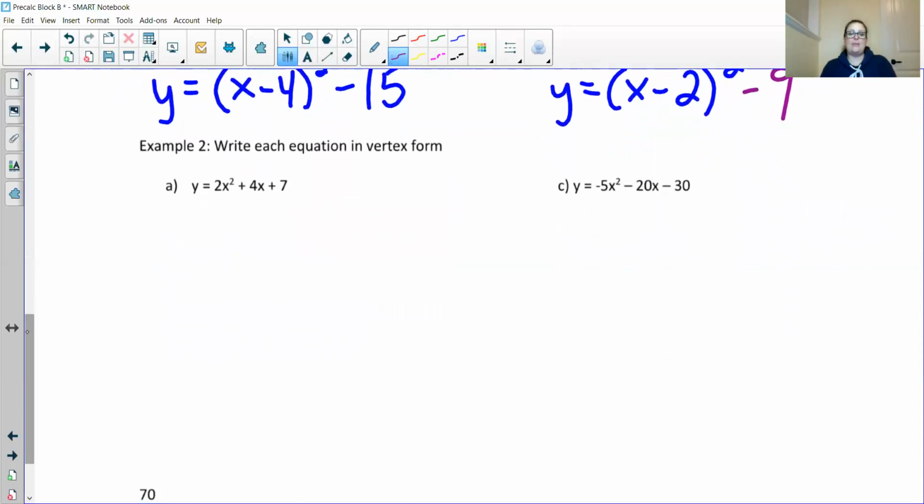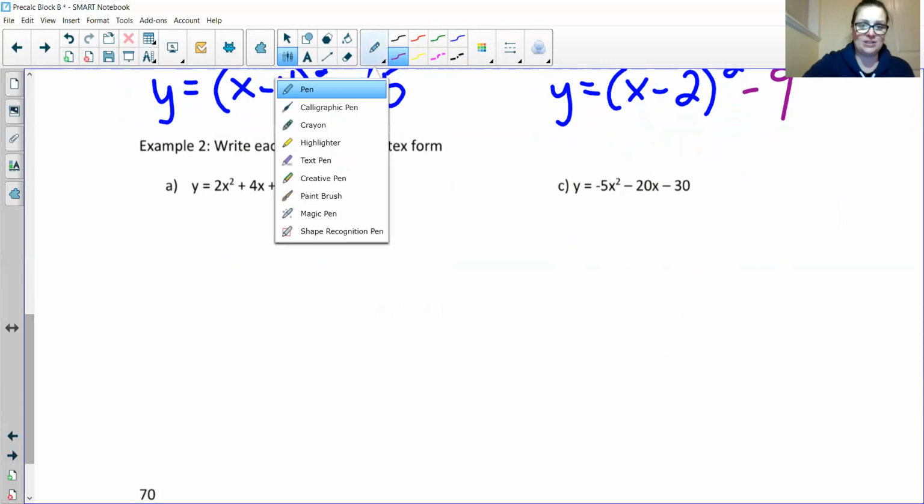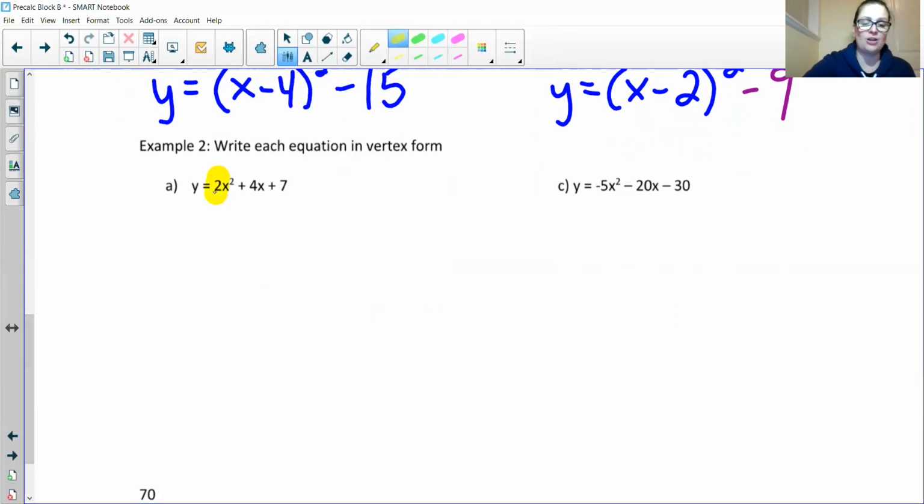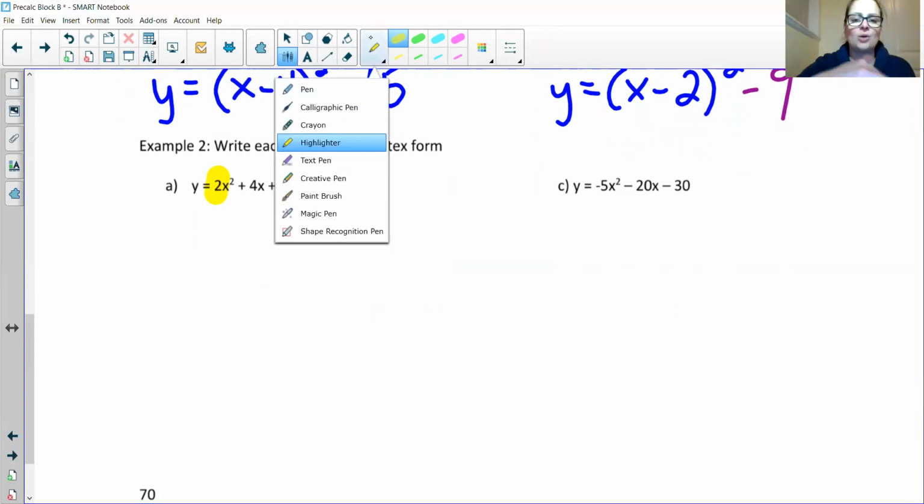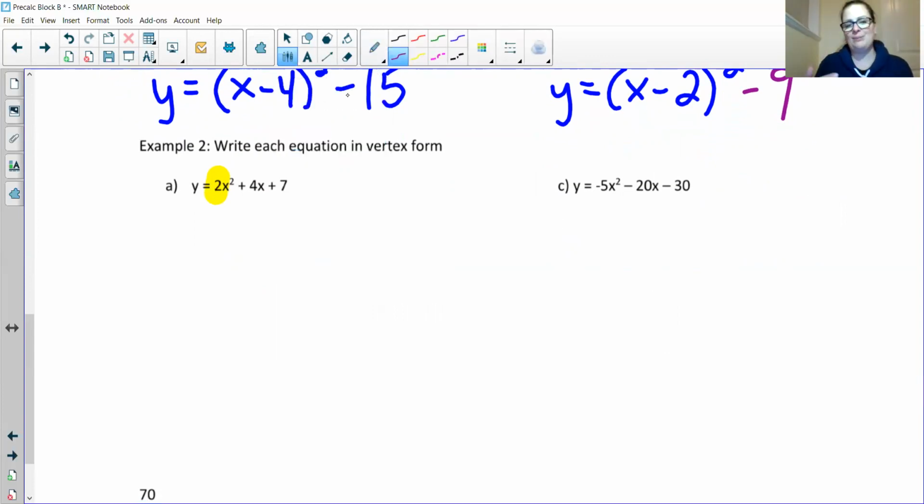The next example is when we have this little pesky number in the A position that is not a 1. So when this number in the A position right here is not a positive 1, we have to get it out of the way in order to complete the square and then put it back in again. So how to do this is you're just going to divide everything by 2. And you're just going to leave it as y over 2, and divide every single other term by 2.